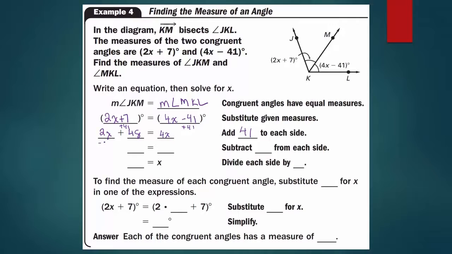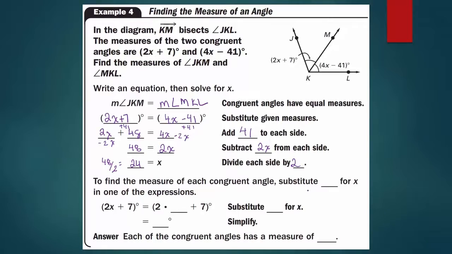Next step, I'm going to subtract 2x on both sides. And on the left side, I'm left with 48. 4x minus 2x is 2x. Finally, isolate x by dividing both sides by 2, and 48 divided by 2 is 24. So our value for x is 24.